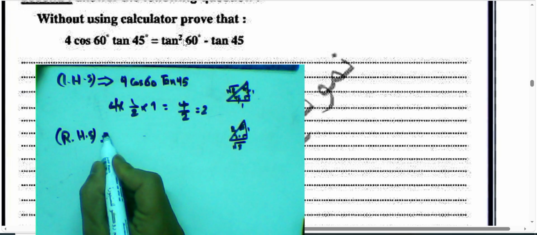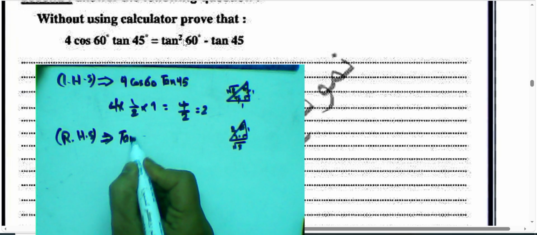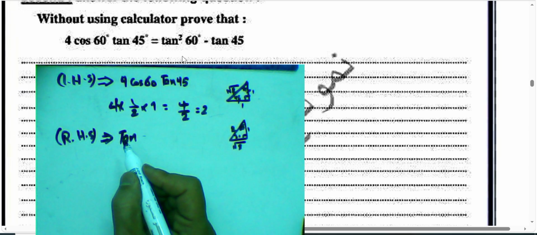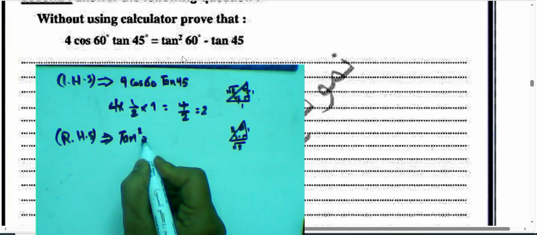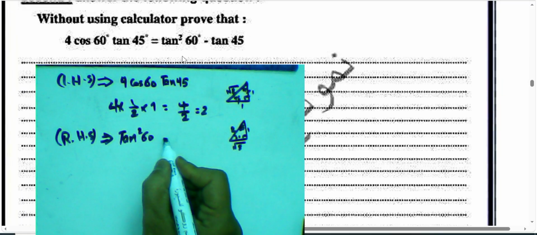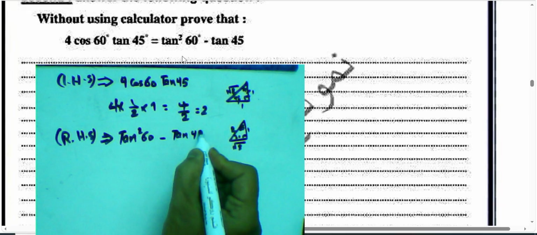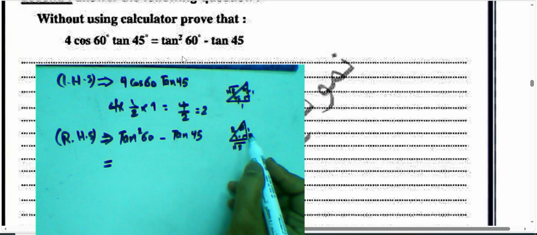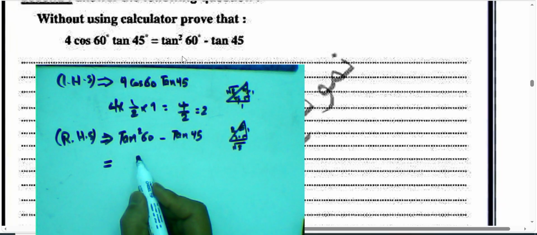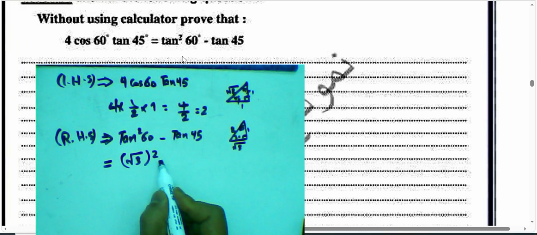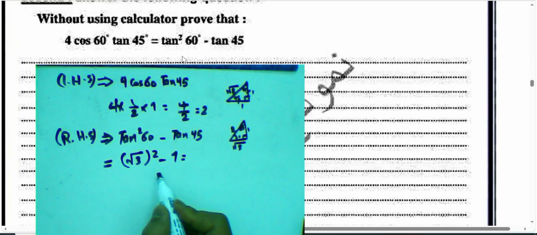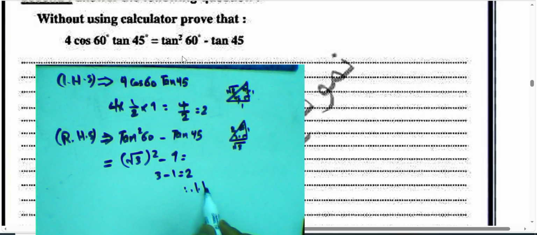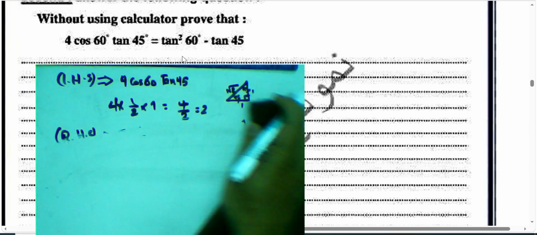And the right hand side, we have tan 60 power 2 subtract tan 45. Tan 60 is opposite over adjacent, which will be root 3, power 2, subtract tan 45, which is 1. The result will be 3 minus 1 equal 2. Then the left hand side will be equal to the right hand side. They are equivalent.